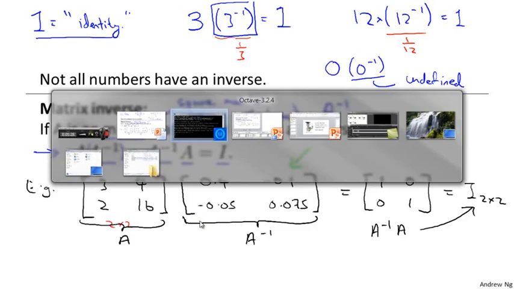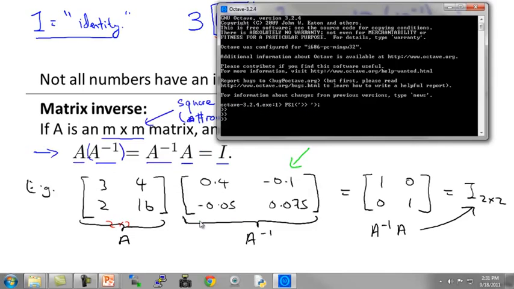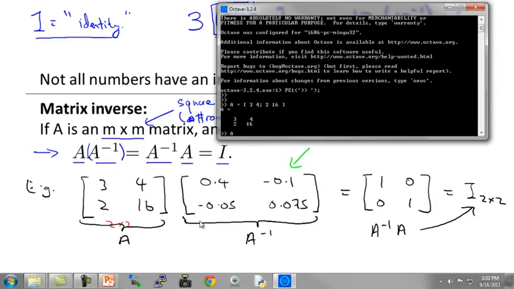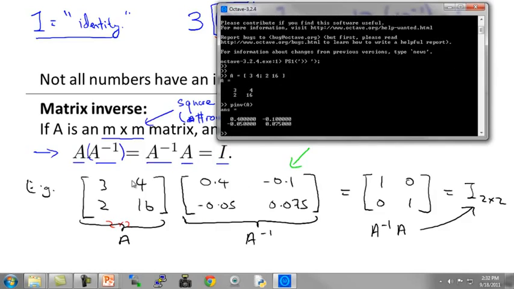What I did was I used software called Octave. So let me bring that up. We'll see a lot more about Octave later, but let me just quickly show you an example. I'm going to set my matrix A to be equal to that matrix on the left. So I'm going to type 3, 4, 2, 16. So that's my matrix A, this matrix 3, 4, 2, 16 that I have down here on the left. And the software lets me compute the inverse of A very easily. It's pinv of A. And so this matrix here, 0.4, minus 0.1, and so on, is giving me a numerical solution to what is the inverse of A.